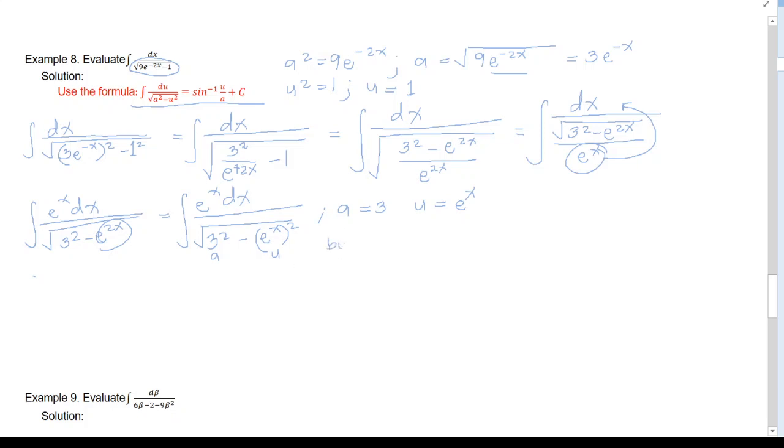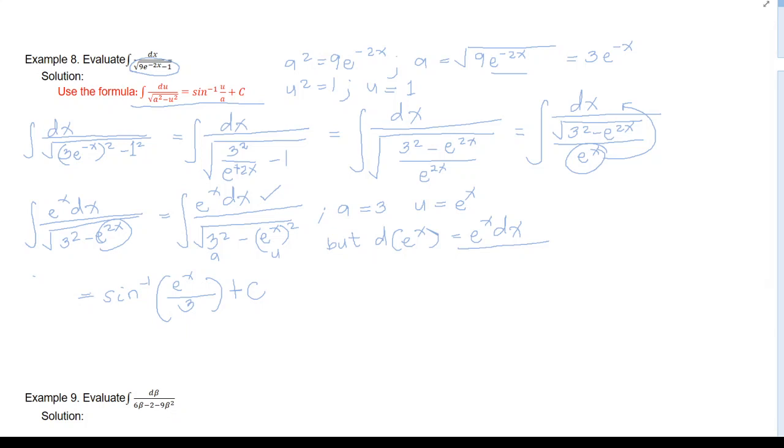But if we get the derivative of u, that is e raised to x, that is also equal to e raised to x dx. So now it is satisfied already. This one satisfied already the numerator. So we get again the arc sine, that is the arc sine of u, which is e raised to x divided by 3, the a, plus c. So this will be our final answer for number 8, which is the integral of dx divided by the square root of 9e raised to negative 2x minus 1.